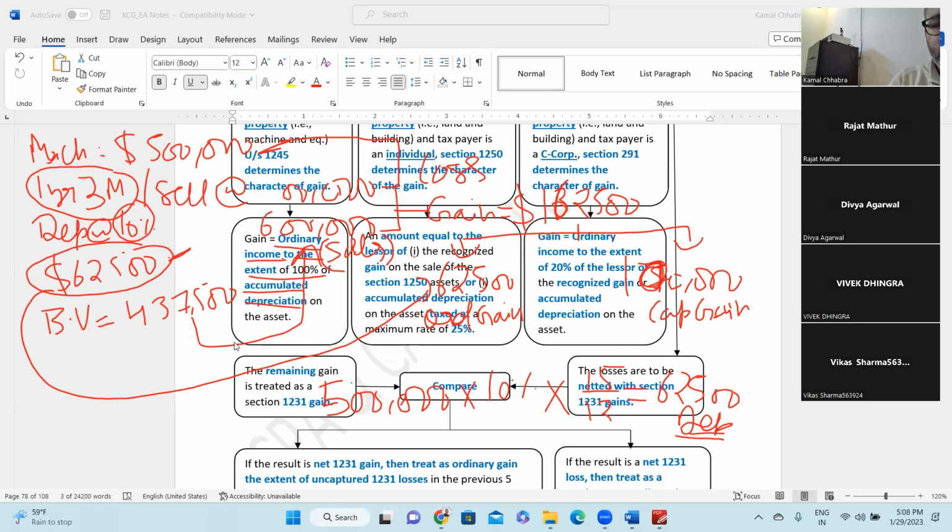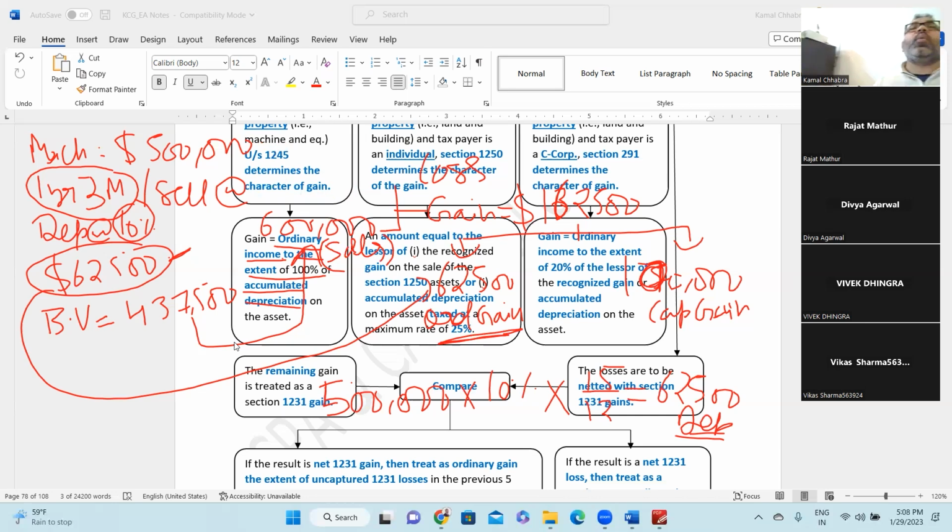Shall I remove it? Shall I remove this example? Or do you guys need any more clarification? Yes, sir, it's fine. So here, to the extent you have charged depreciation, that amount will go in the ordinary gain.